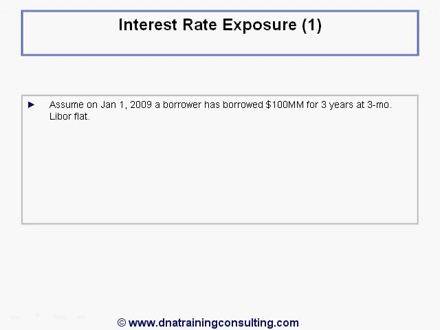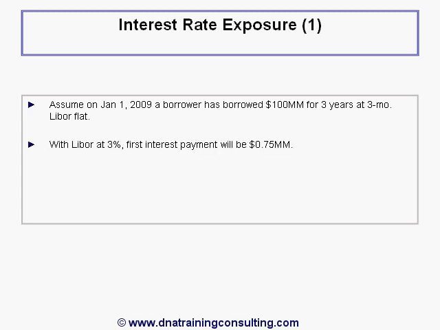We begin by assuming that a corporate has borrowed $100 million for 3 years at LIBOR flat and is required to pay quarterly interest based on 3-month LIBOR. The loan has been drawn on January 1, 2009, and therefore matures on January 1, 2012, with interest payments being due on April 1, July 1, and so on.